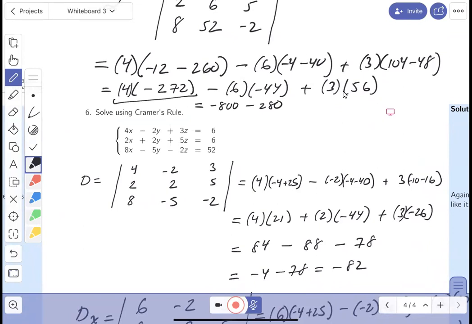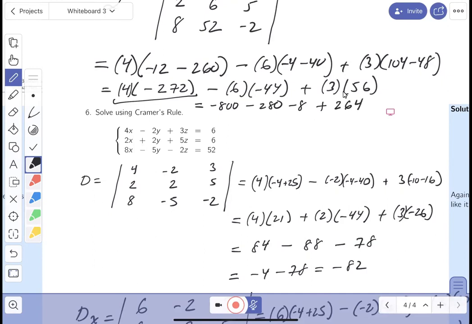4 times 200 is 800. 4 times 70 is 280. 4 times 2 is 8. That was easy. Next thing is going to be plus. Well, I think I can do that. 6 times 40 is 240. 240 plus 24 is 264.